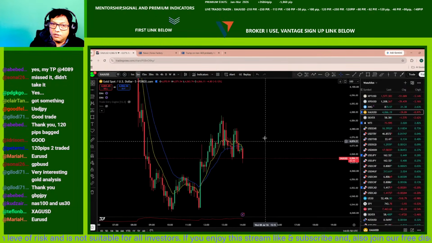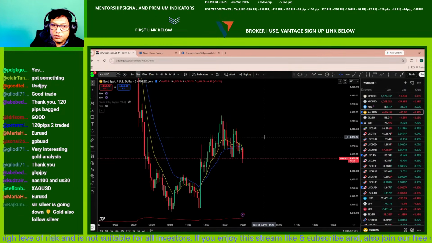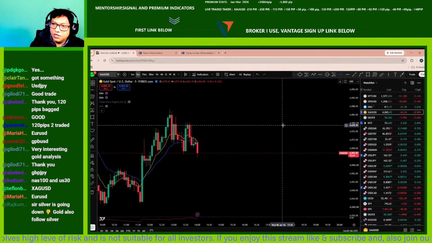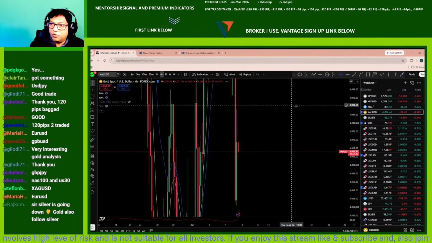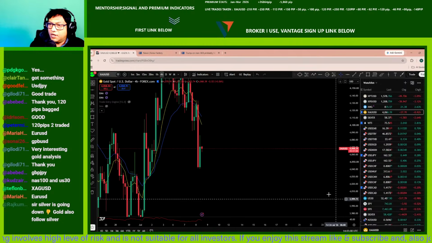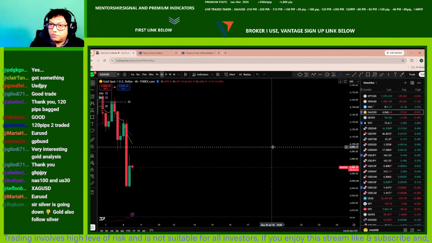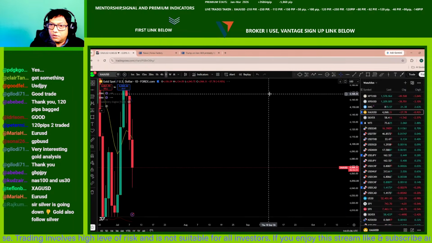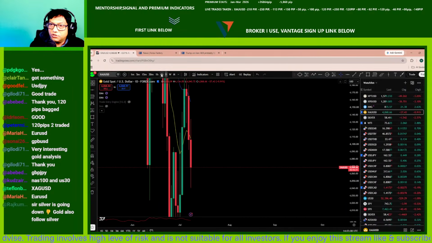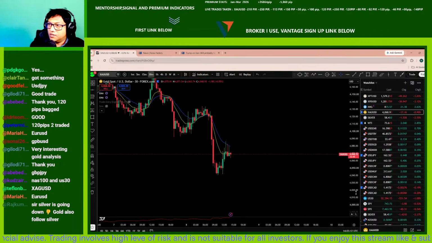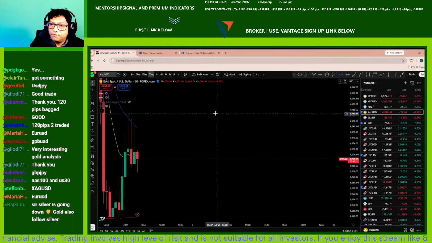So you can see here it formed a pretty low, so it's going down. Gold also follows silver. Yes, there is a bearish move here at the moment, and if you look at the 4 hour, the overall market trend is bearish, so therefore the chances to be in a downtrend are higher.